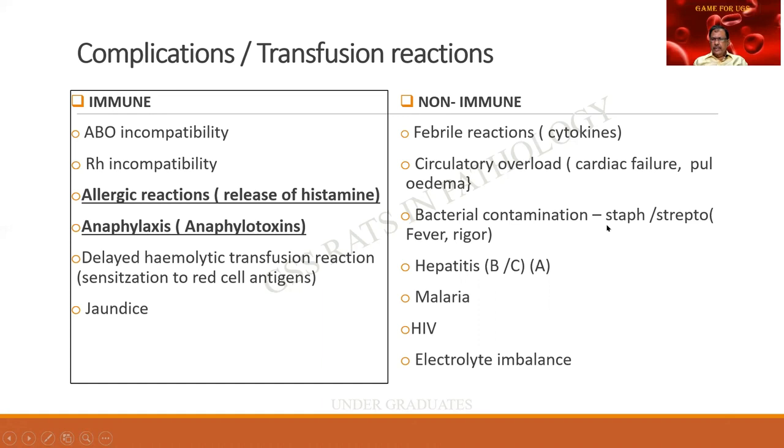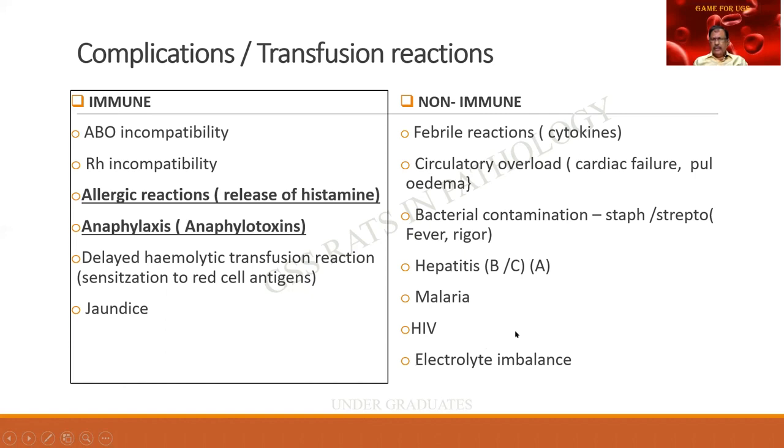Bacterial contamination. The normal infection that is spread by the blood is staphylococcal or streptococcal. After some time, you look at the blood bag, there will be some yellowish exudate that is present on the top. That is because of the organism. Otherwise, hepatitis B or C, sometimes A also. Malaria, extremely important, falciparum. The patient can go in for cerebral malaria and die. HIV, we all know this, legendary HIV. So these are all the various infections.